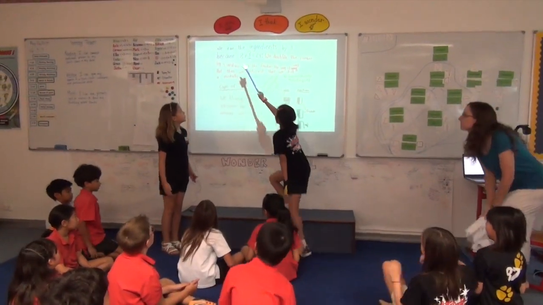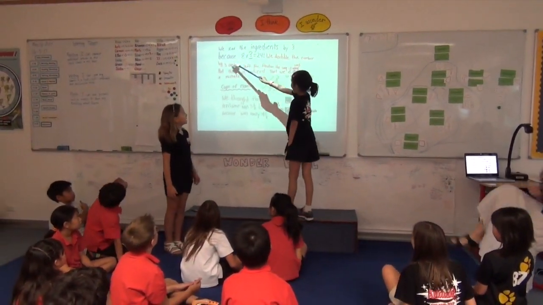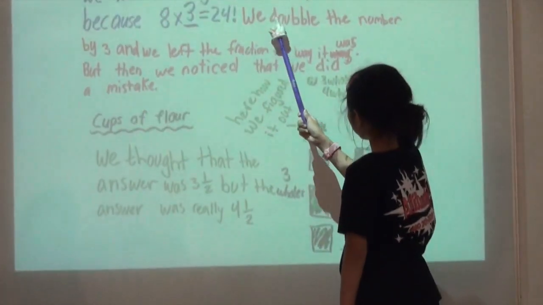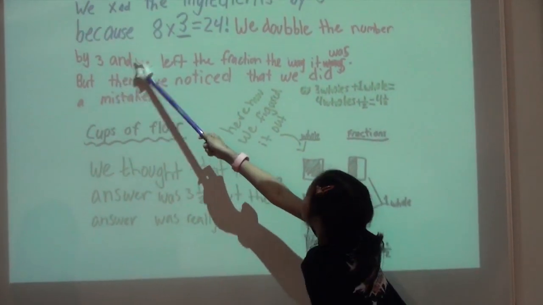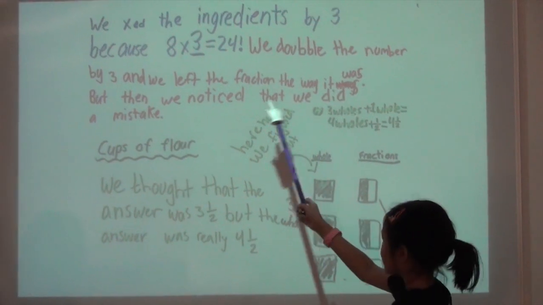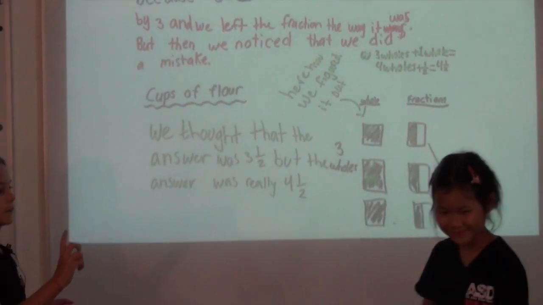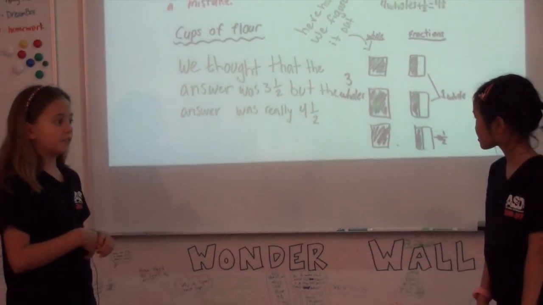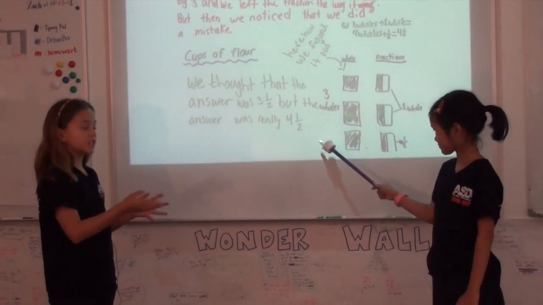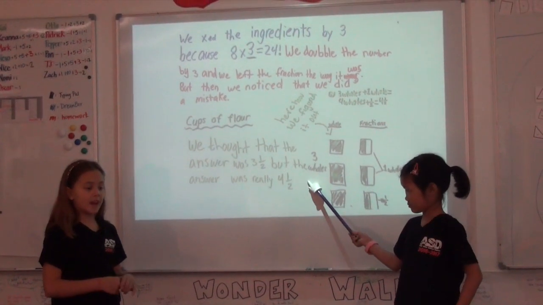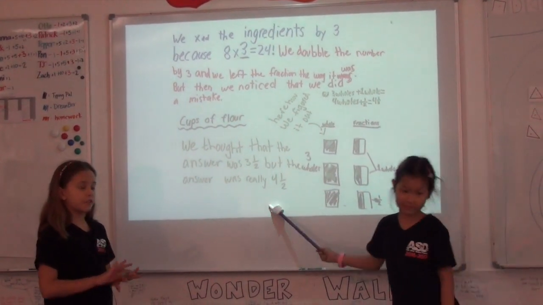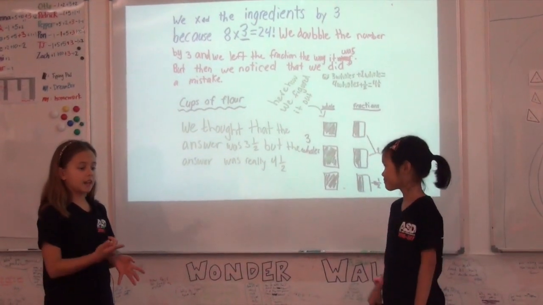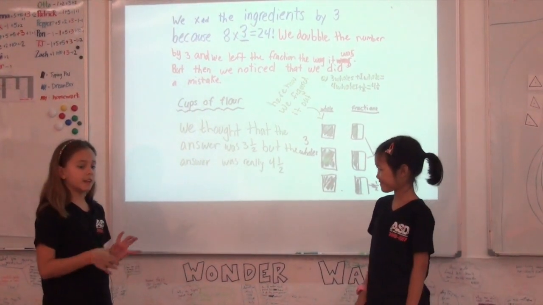We multiplied the ingredients by 3 because 8 times 3 is 24. We multiplied the whole number by 3 and left the fraction the way it was. For example, the cups of flour. The answer was 4 1/2, but the ingredient on the paper was 1 1/2, and we just left the fraction the way it was. And we got 3 1/2.